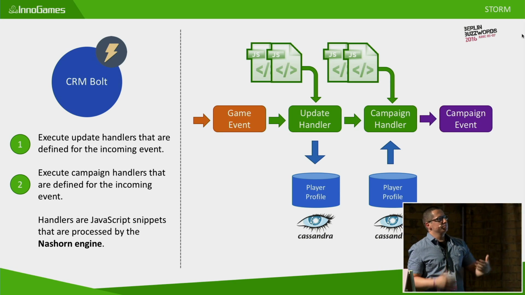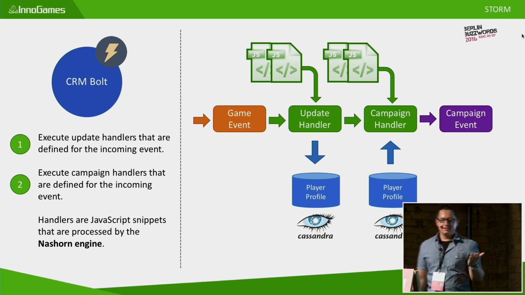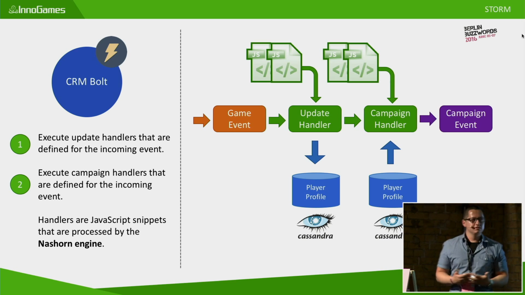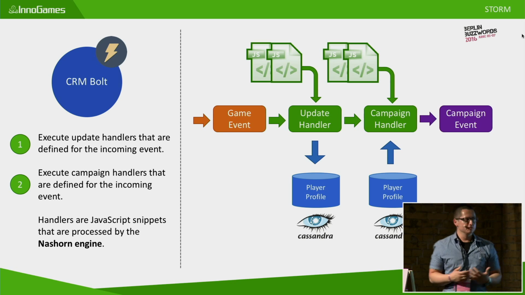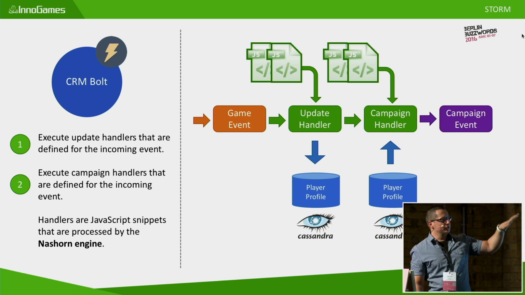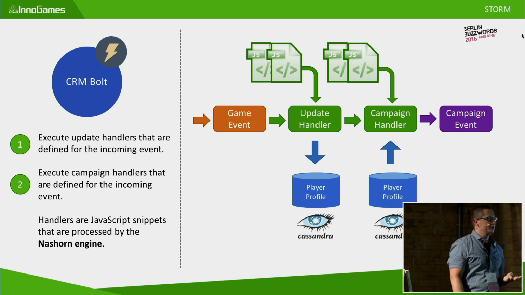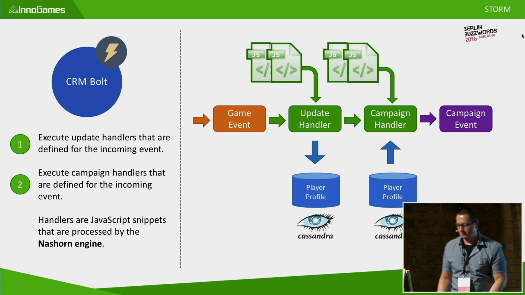And for each event type, you can define handlers, update handlers or campaign handlers, or both, if you like. An update handler is basically just updating the player profile. So it's doing some updates in Cassandra. The campaign handler is then actually triggering those campaigns by using the event that's currently incoming and also using the current player profile. So by those two pieces of information, it will trigger a campaign event eventually.